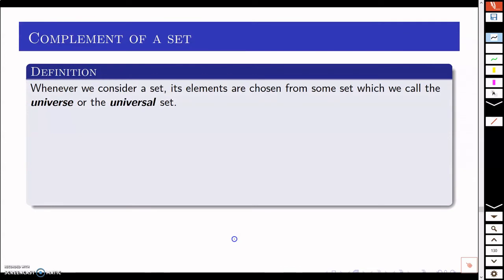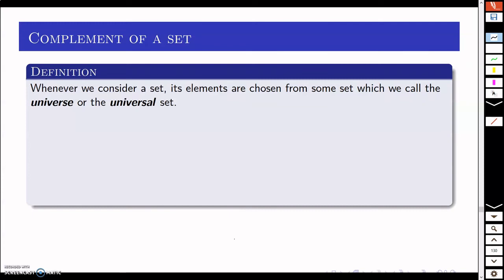Now, complement of a set. Whenever we talk about sets, supposing I am speaking about one set, its elements are picked up from one set, which is the biggest known set to you. That set is called the universal set, or sometimes the universe. So there is the biggest set possible that you can think of, that is the universal set, and you pick up elements from that set.